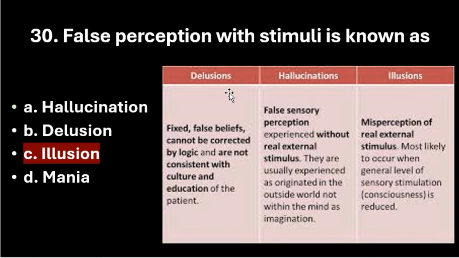So delusion is a thought process issue, a cognition issue, a false belief. Hallucination is the absence of external stimuli with false sensory perception. Illusion is false perception in the presence of a real external stimuli, but misinterpretation.